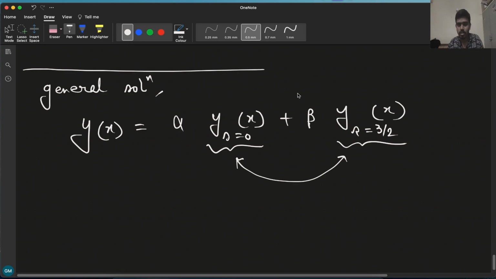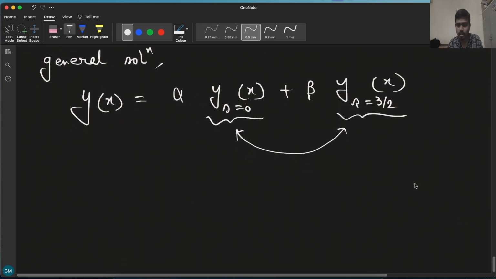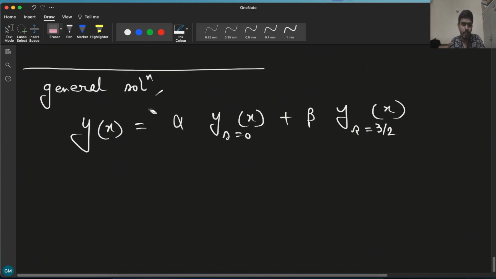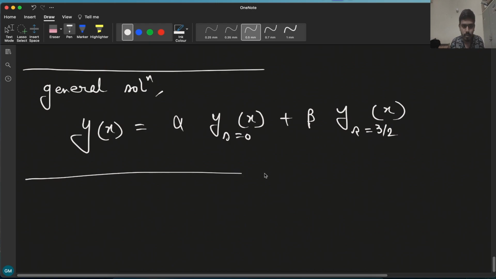So it's like two independent vectors in 2 dimension I'm given, and I can expand the whole 2D space using the linear combination of these two independent vectors. So these two solutions are acting like two independent vectors, okay. So you can think like that, okay. So this is how we can solve.